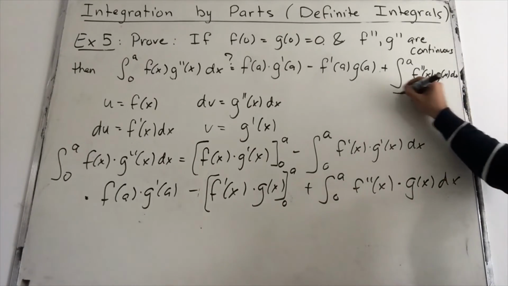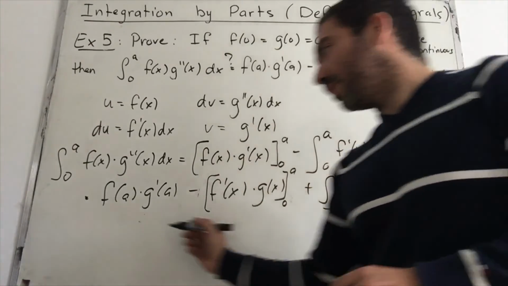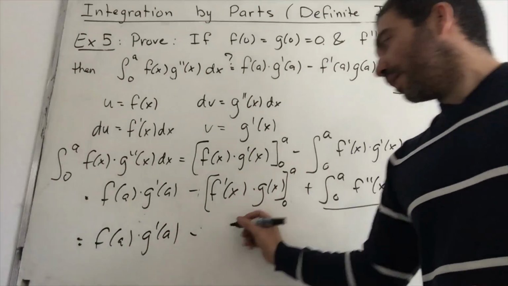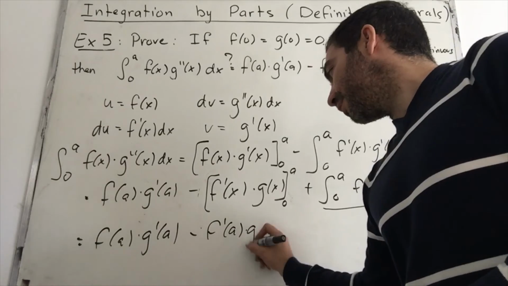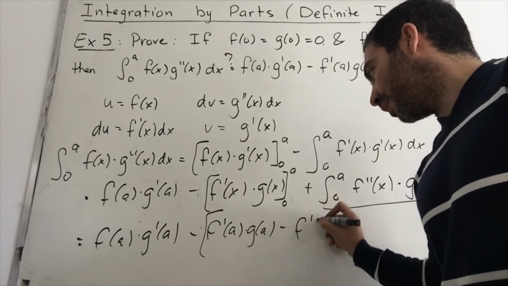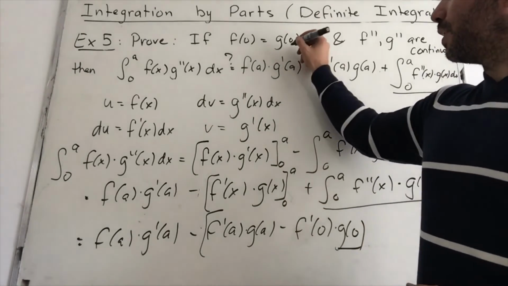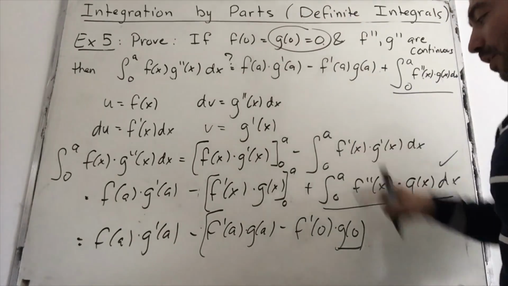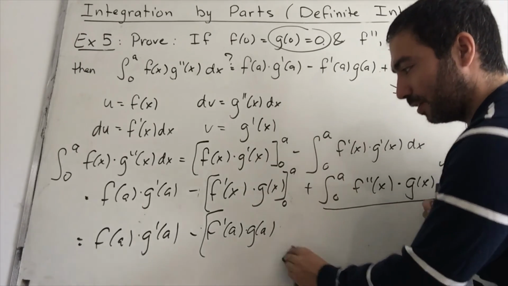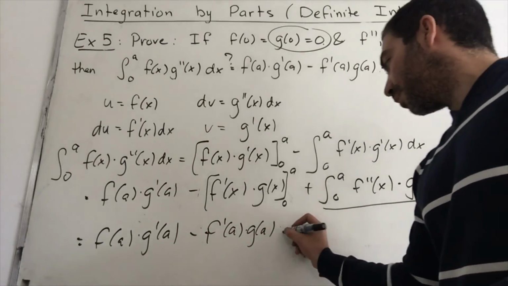Okay. Which gives us the first term. This is what we have here. And here, if we apply FTC part 2, we get f of a times g prime of a minus, let me put this in brackets, f prime of a times g of a minus f prime of 0 times g of 0. And recall, g of 0 we said is equal to 0. So this thing is 0. Multiply 0 times anything, we get 0. So this piece is gone. So we're left with just f prime of a times g of a plus this piece over here.